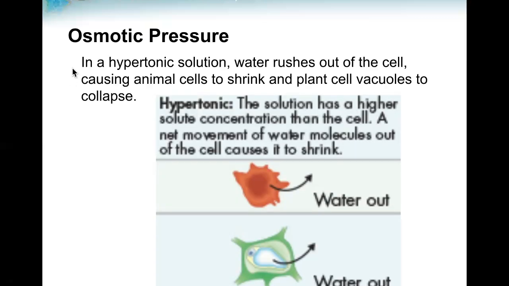In hypertonic solution, water rushes out of the cell, causing animal cells to shrink and plant cell vacuoles to collapse. The solution has a higher solute concentration than the cell. A net movement of water molecules out of the cell causes it to shrink. Some have poured salt on a slug, and that's what happens here. The salt concentration on the outside of the slug will pull the moisture out of the slug.